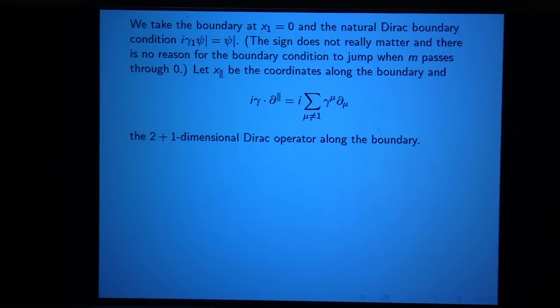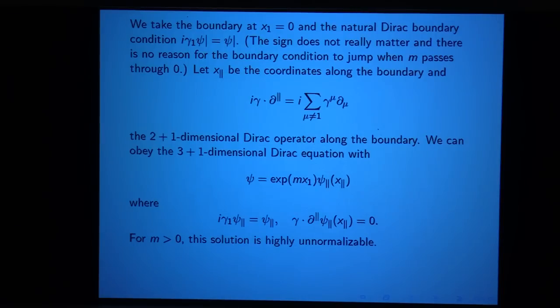Now, I will let x parallel be the coordinates along the boundary, which means x2, x3, and time. And what I call i D slash parallel is the part of the Dirac operator that only involves derivatives along the boundary. So now, just as yesterday, we won't write the general solution of the 3 plus 1 dimensional Dirac equation. We'll just write down an interesting solution.